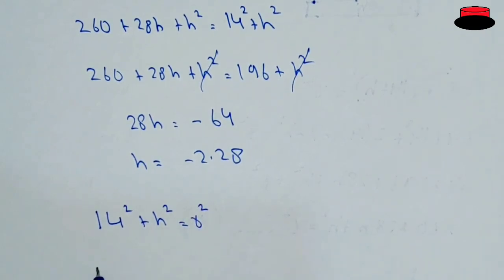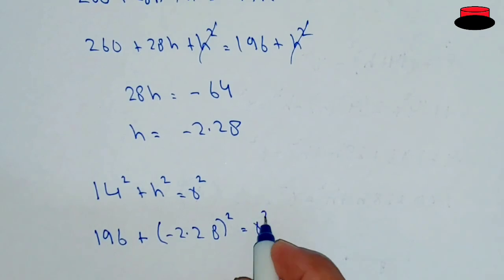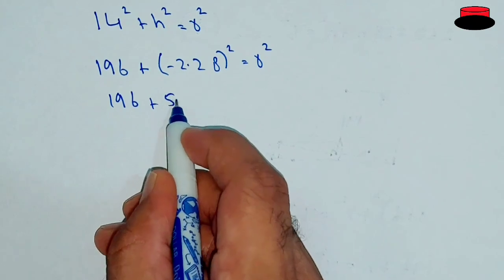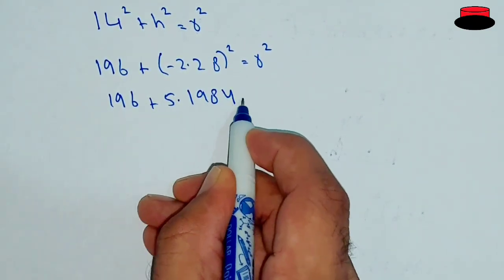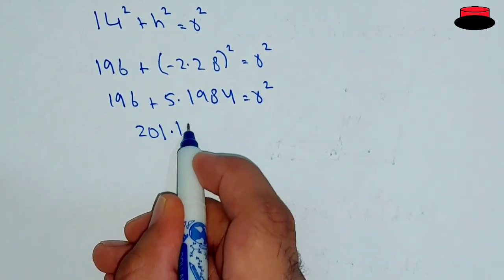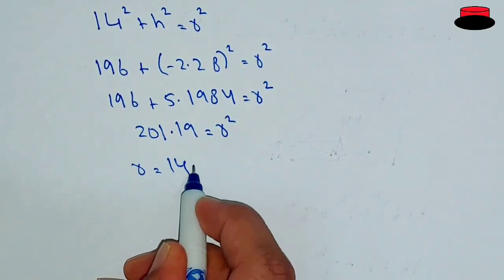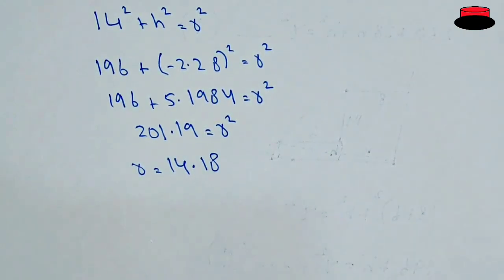So putting the value of h in any one of the equations, 14 square plus h square equal to r square, 196 plus (minus 2.28 instead of h) square equal to r square. So 196 plus 5.1984 equal to r square. So here we have 201.19 equal to r square. So taking the square root of both sides, we get the radius r as 14.18.